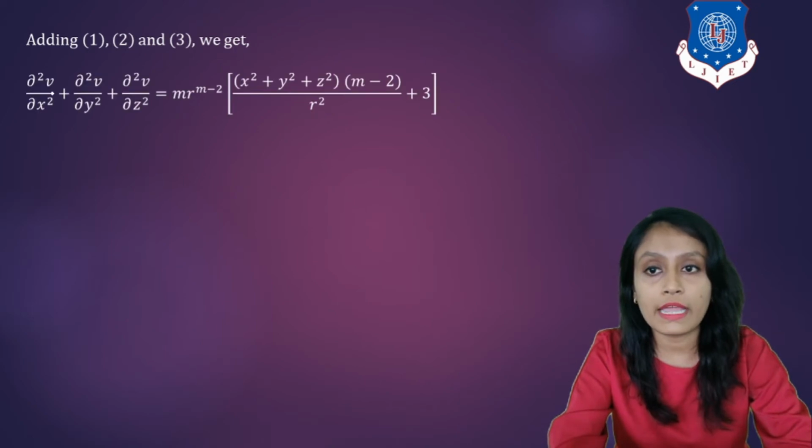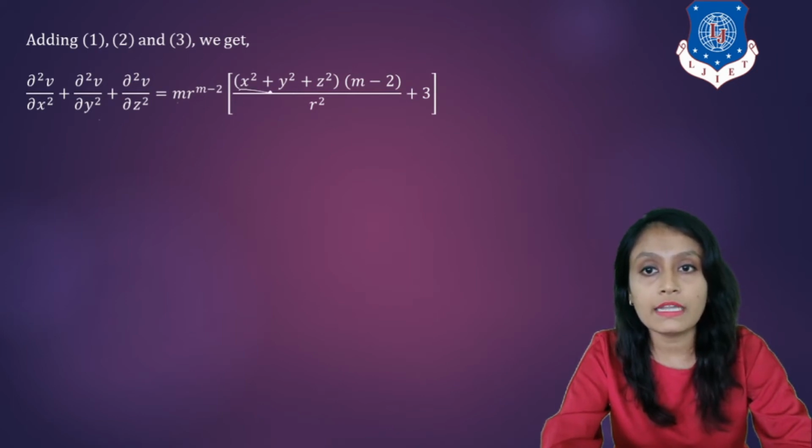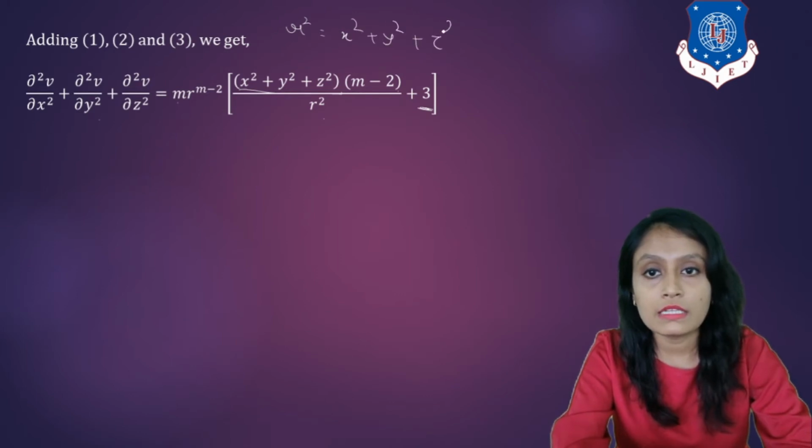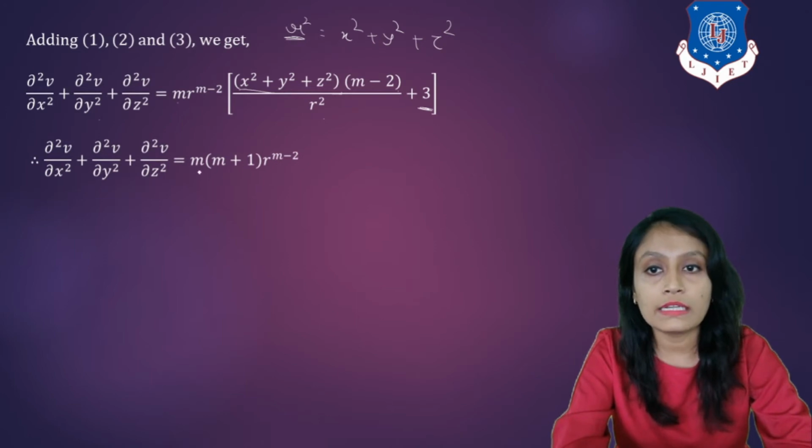So on adding you will get del square v by del x square plus del square v by del y square plus del square v by del z square is equal to this m r raised to m minus 2 we have to take common, and from this here we will get x square plus y square plus z square into m minus 2 upon r square, and this 1 we have to add 3 times, so here we will get 3. Okay, now we know r square is equal to what? x square plus y square plus z square. So here in place of x square plus y square plus z square we will substitute r square and we have to simplify it. Okay, so you will get the answer here.